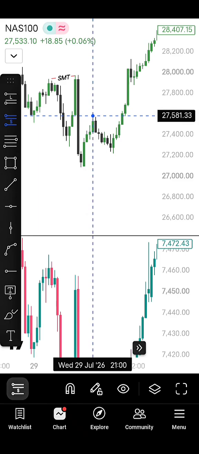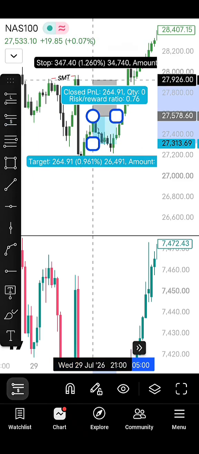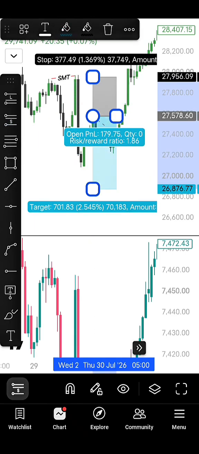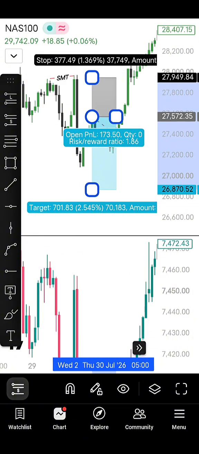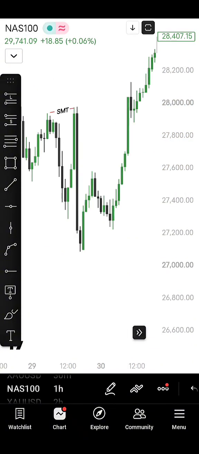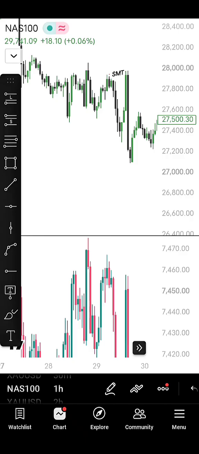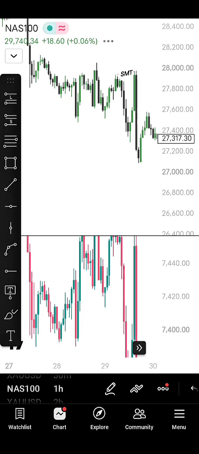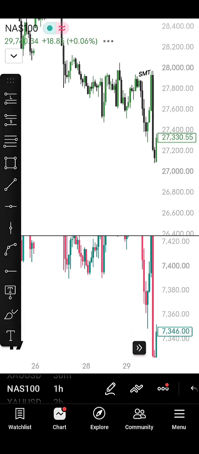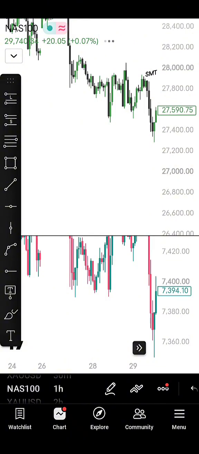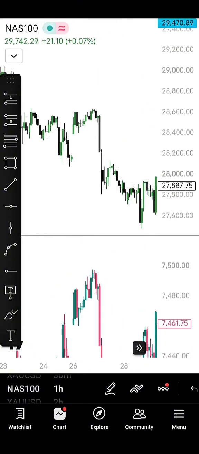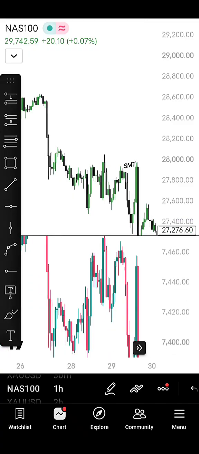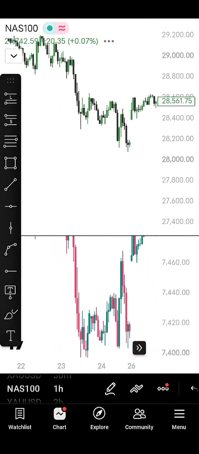This is not a strategy. It can be used as a strategy, but with different confluences. I'm not showing you this as a strategy, but just to make sure you understand these things clearly. Let me show you other examples.